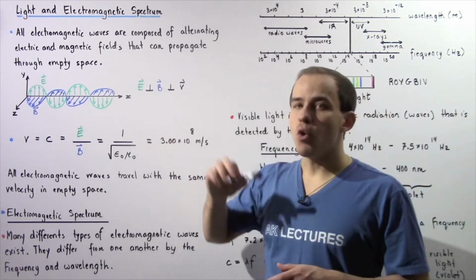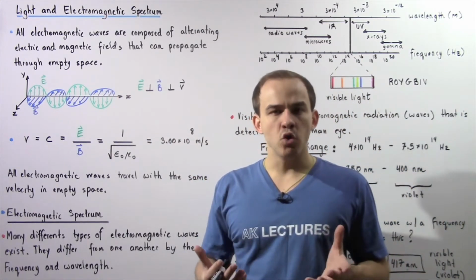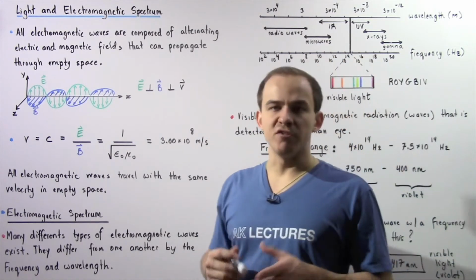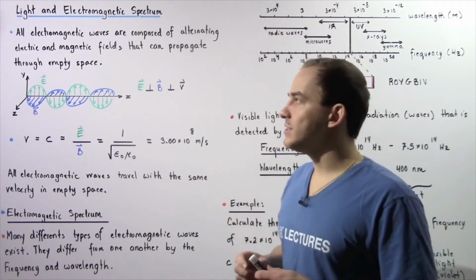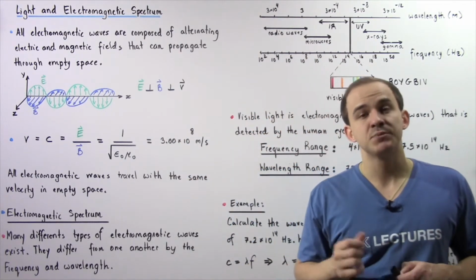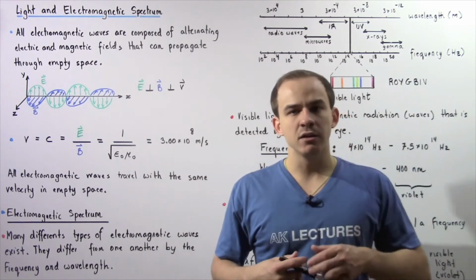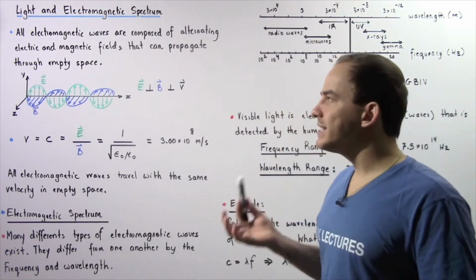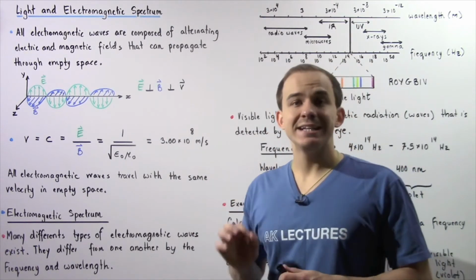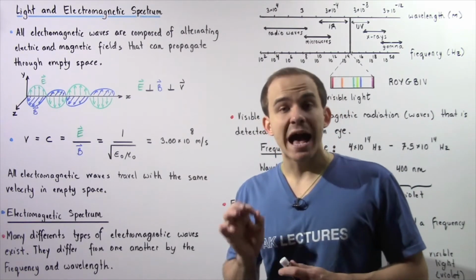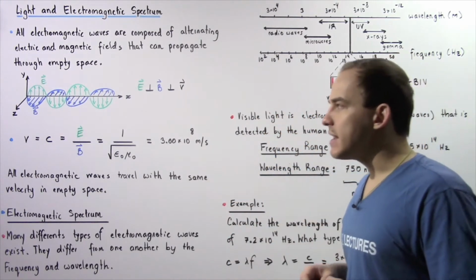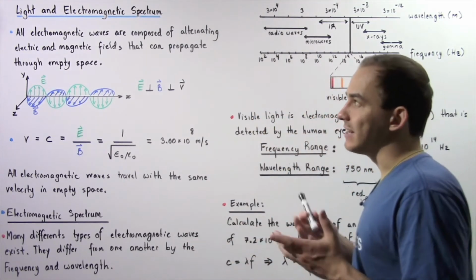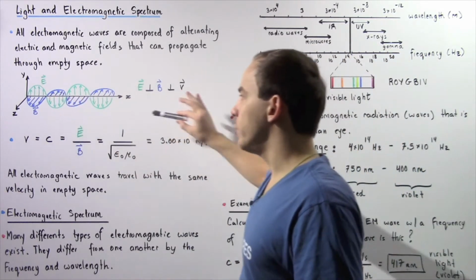Now recall that all electromagnetic waves are composed of alternating electric and magnetic fields that are capable of propagating through empty space. In other words, unlike certain types of waves, for example mechanical waves, which can only propagate through a medium, electromagnetic waves can propagate in the absence of a medium, in the absence of molecules, for example, inside a vacuum.